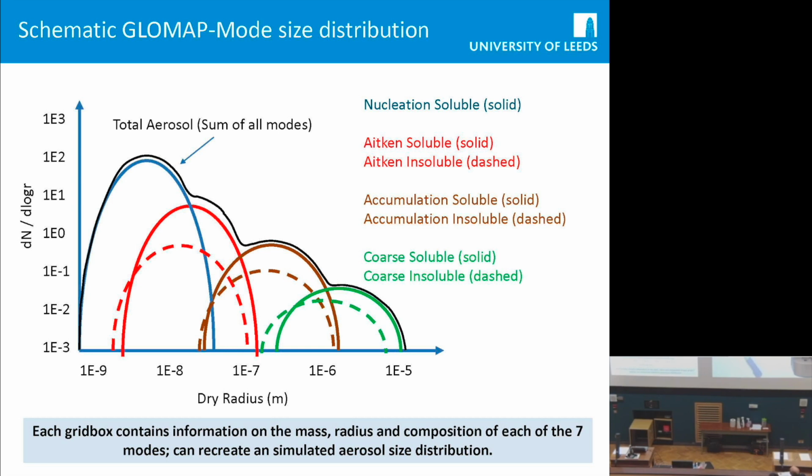So the three larger modes have a soluble and an insoluble version of themselves, whereas the nucleation mode is just soluble. Everything in there is soluble. And we'll see as we go through how things can end up in those modes, how they can move between them. Do you have a question?